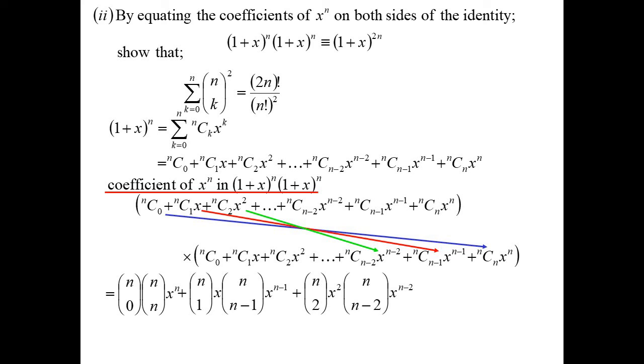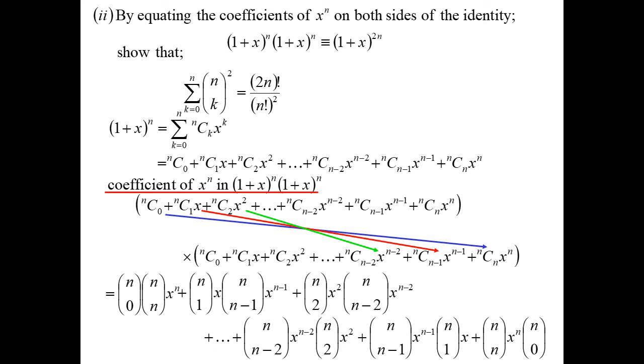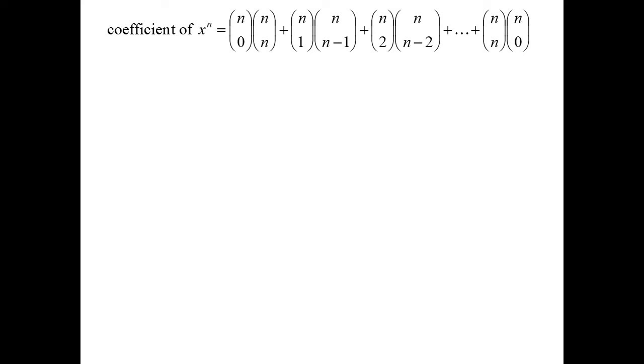So the nC2 x squared would have to be multiplied with the nC(n minus 2) x to the n minus 2. And we would keep going, and eventually we'd come to the last one, and so the nCn x to the n would be multiplied by the nC0 in the first one. But every one of those has x to the power of n. So whatever they all add up to, that's going to be our coefficient. Well, let's tidy it up a bit. So there it is. There's the coefficient. I'm not actually interested in x to the power of n, just the coefficient.